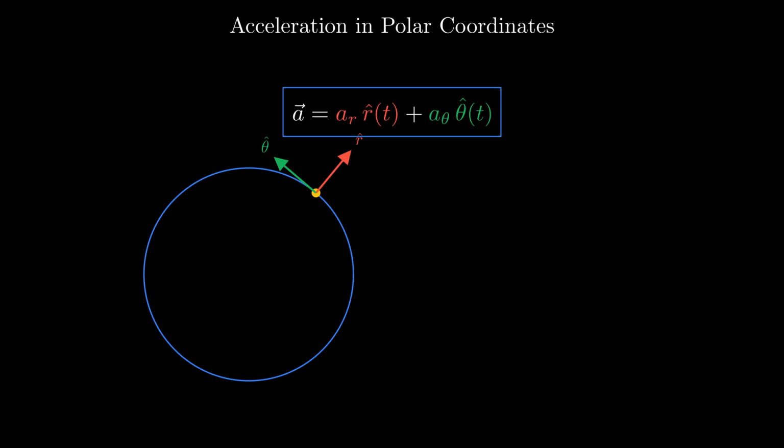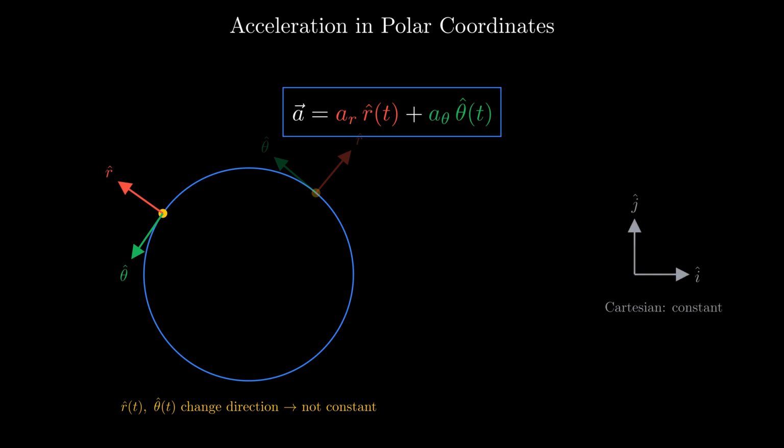Here is the subtlety that makes this whole derivation interesting. As the object moves around the circle, the unit vectors r-hat and theta-hat themselves swing around. They point in new directions at every instant, so unlike the fixed Cartesian axis, they are not constant in time. Let's compute the tangential component first.